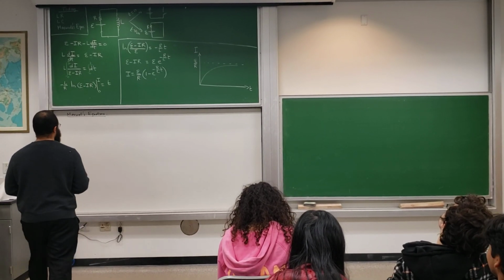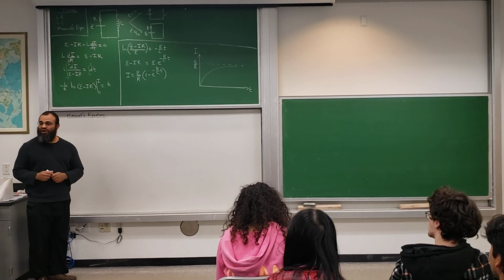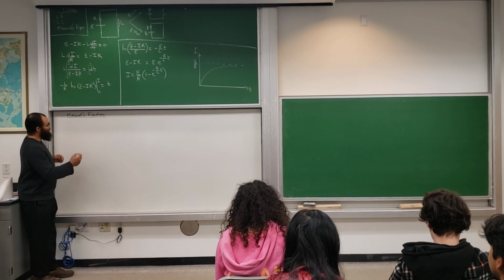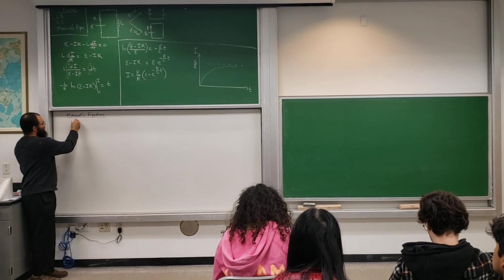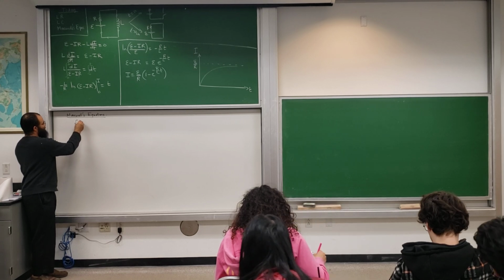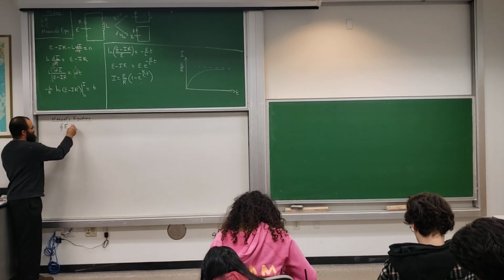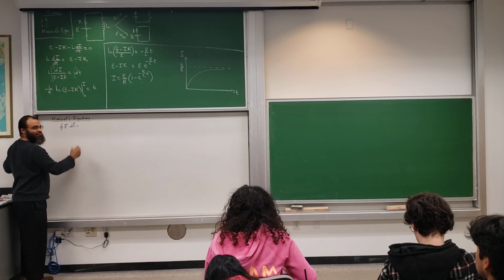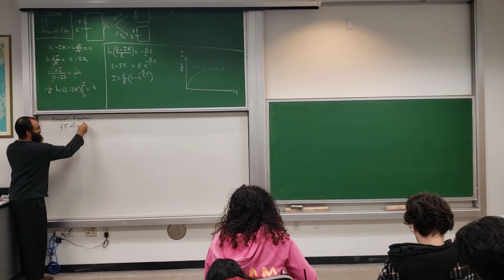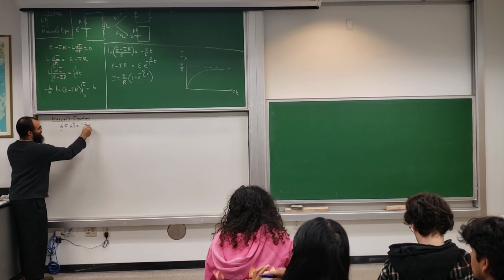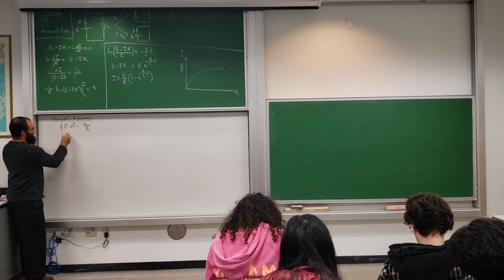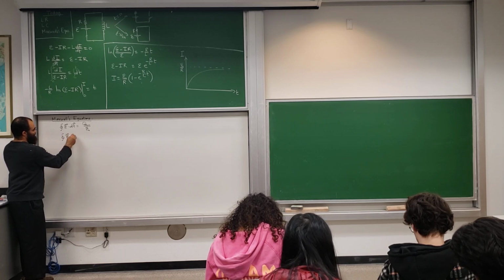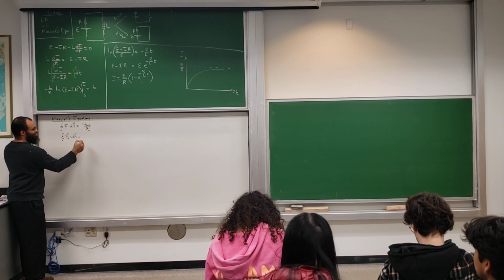So Maxwell's equations, we had four of them, right? Let's see what we have so far. We had E dot dA is equal to what? Q enclosed over epsilon naught. Good. Then we had B dot dA was equal to what? Mu naught.